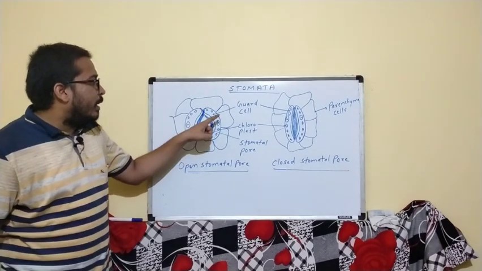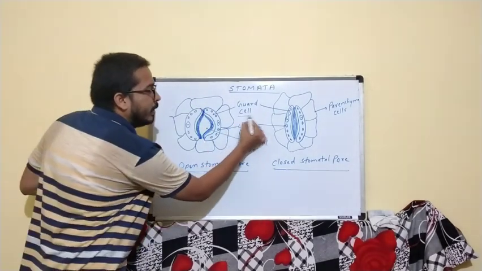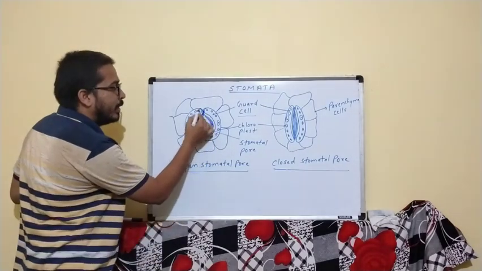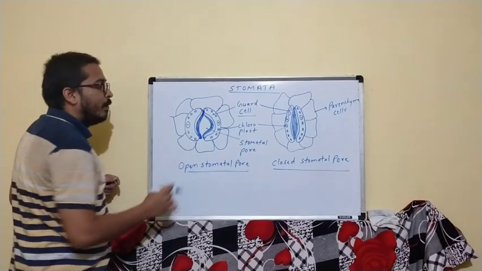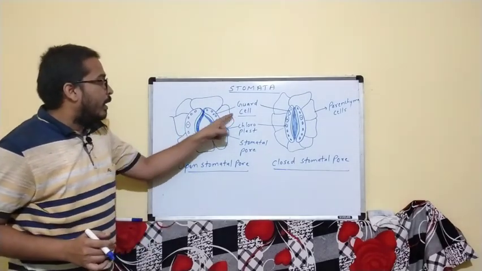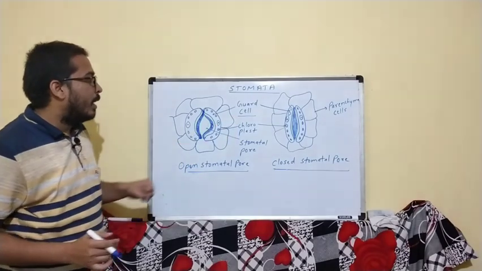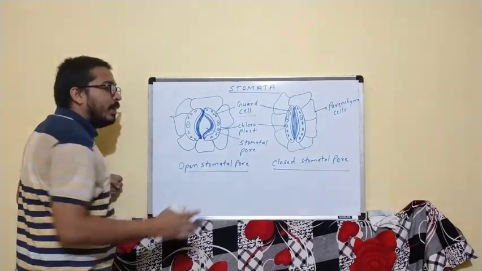In this case, if we talk about stomata, then here the guard cell is present. Okay, you can see this type of cell. We can say that it is a curve shaped cell. This curve shaped cell is called what? Guard cell.